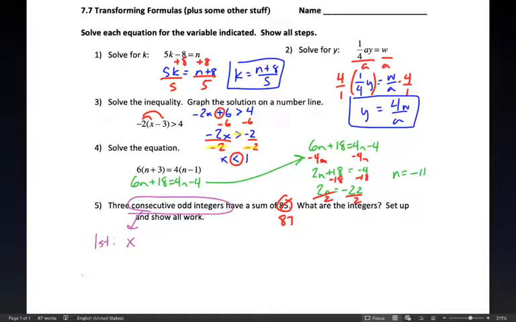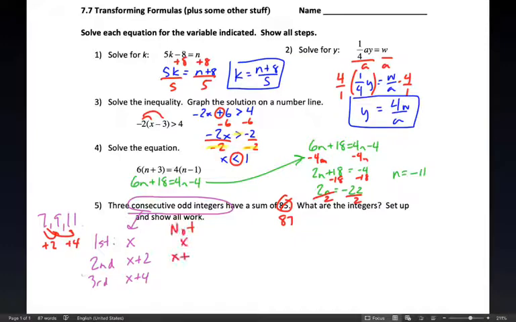If you have 3 consecutive odd integers, here's an example of some odd integers, right? 7, 9, and 11. If the first one is 7, and then 9 and 11, how much more than 7 is 9? The answer to that is it's 2 more. So the next odd integer is 2 more than x. If x is the first one, the next odd integer is going to be x plus 2. And then this third one is going to be 4 more than the first one.